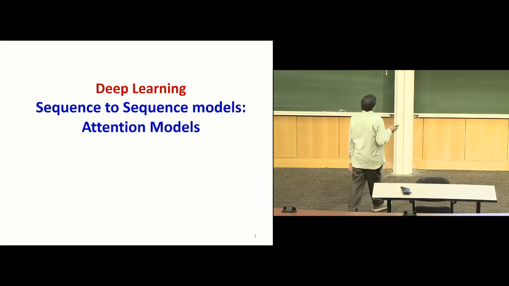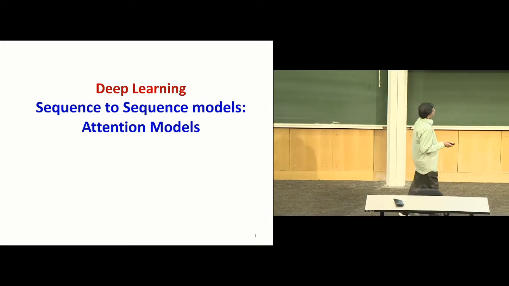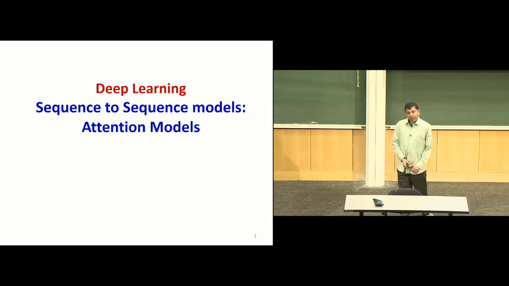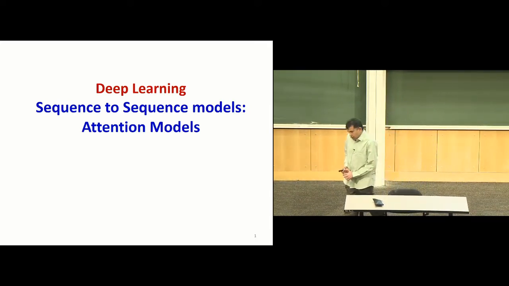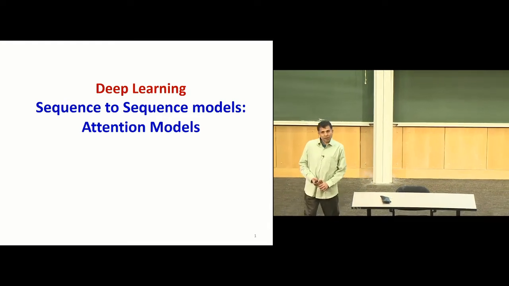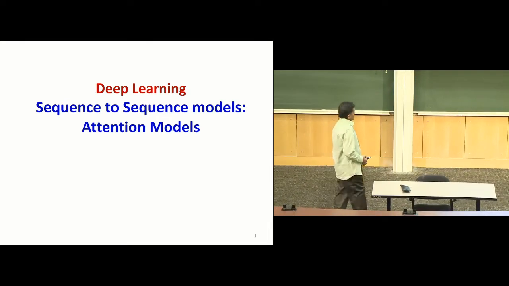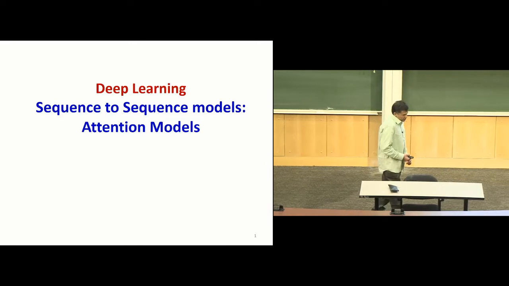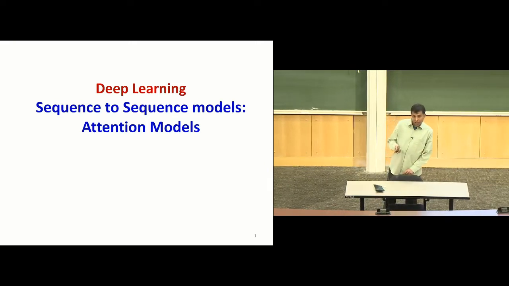So anyway, we're going to continue with our series on recurrent neural networks. This is the last lecture in the series, and specifically we're going to continue on the topic of sequence-to-sequence models. Today we will be talking about attention models.